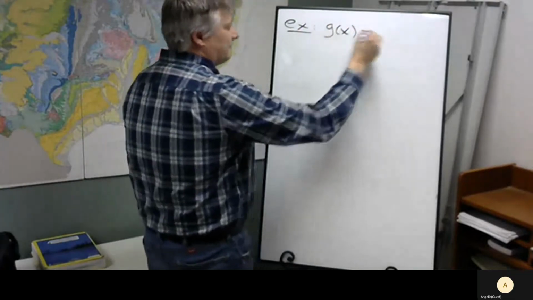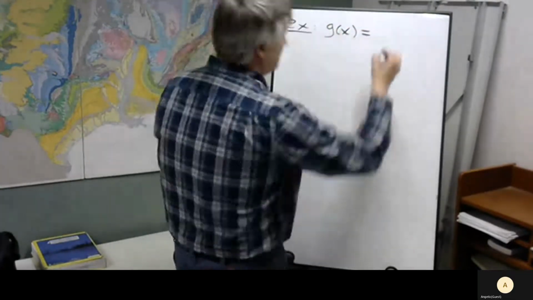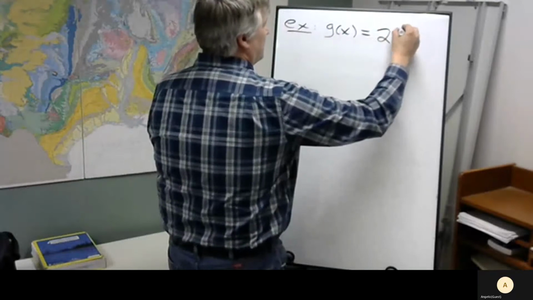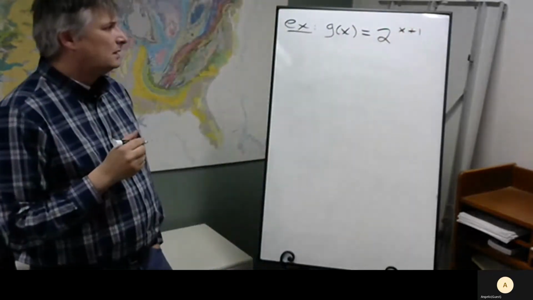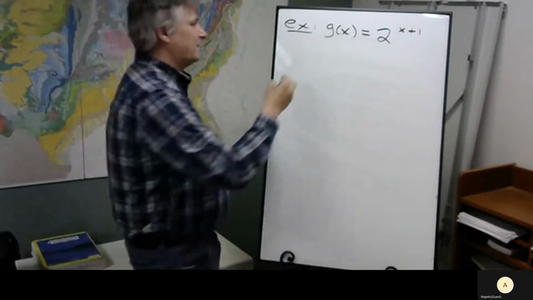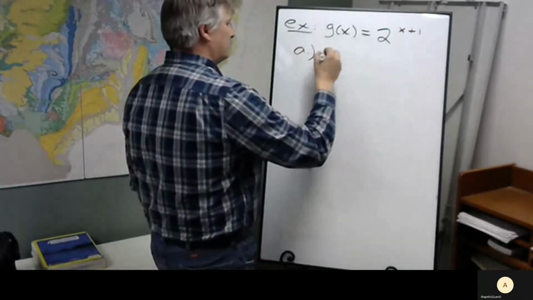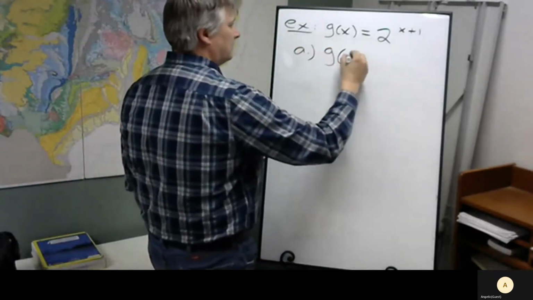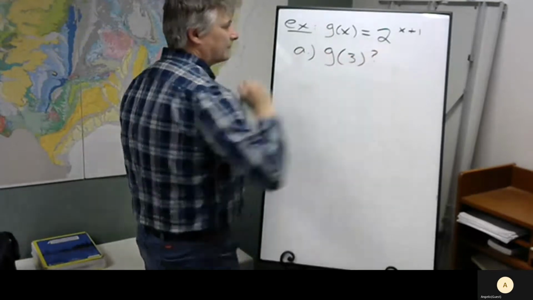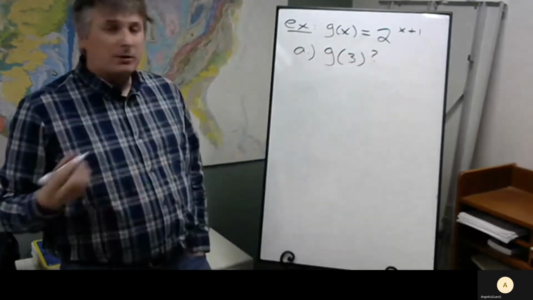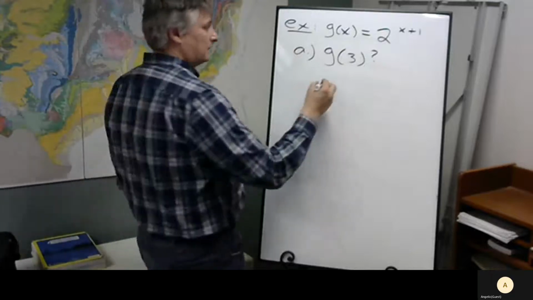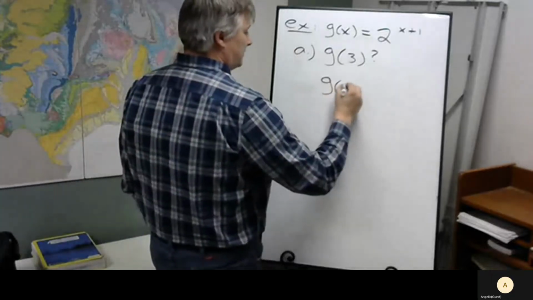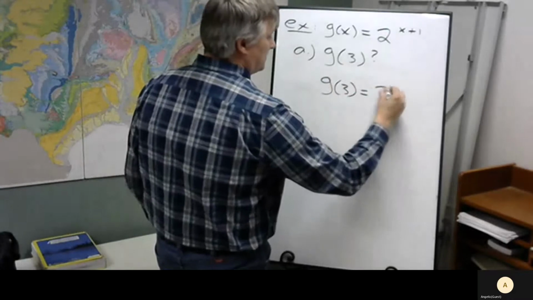Let's say we have g of x equals 2 to the x plus 1. Now, let's say we're asked to find g of 3. Well, g of 3 means we're going to replace all the x's with 3. So g of 3 is going to be 2 to the 3 plus 1.